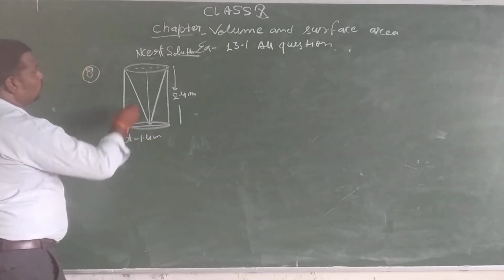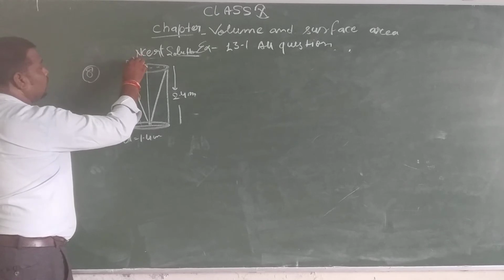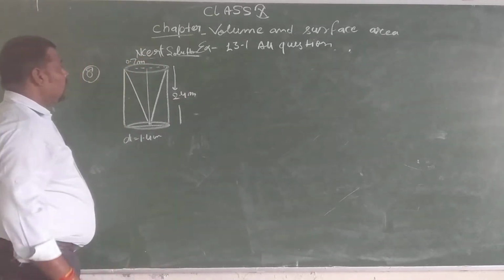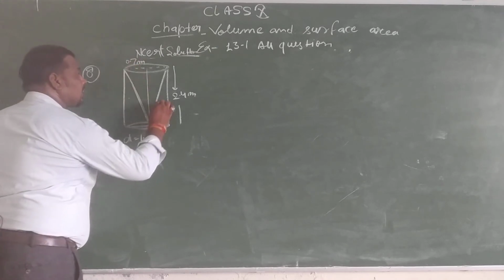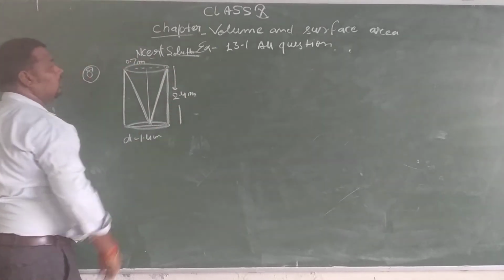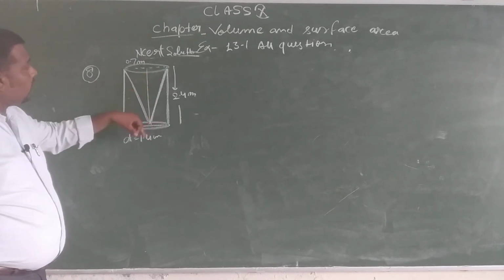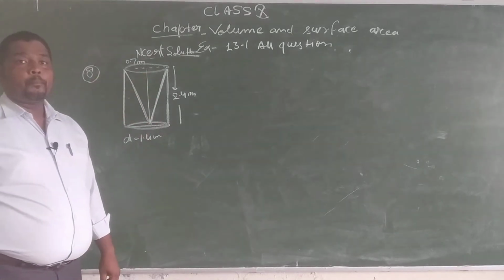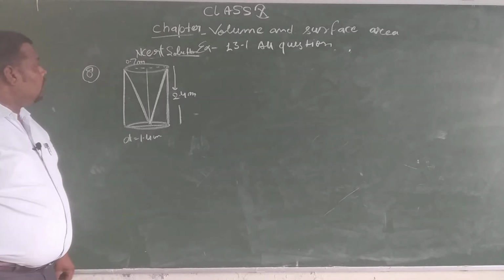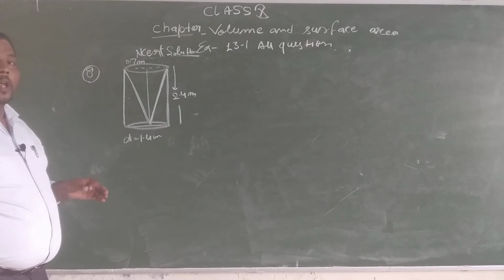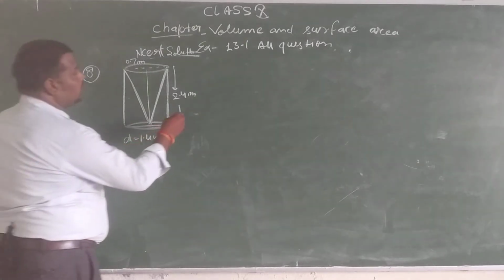So students, can you find the radius? Yes, it is 0.7 meter, and the height is given. A conical cavity is cut off. Note that the conical cavity is cut off with the same height and same radius. So find the area of the remaining solid. How can we find the area of the remaining solid?